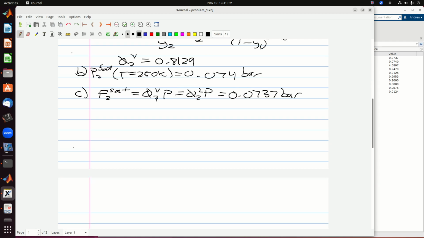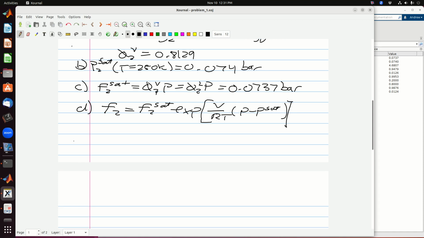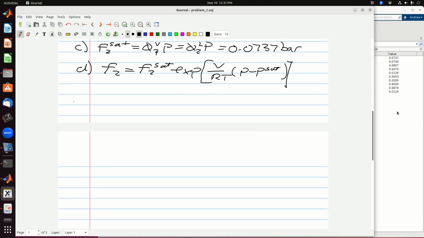So what I'm going to have is that the fugacity of component 2 is going to be equal to my fugacity of component 2 at saturation times my Poynting correction, which takes the form of the exponential of V over RT, P minus P sat. Remember, it's P minus P sat because this P is going to be greater than my saturation pressure, so that's positive. And this assumes constant V, so that works for an incompressible fluid. So that's V over RT.